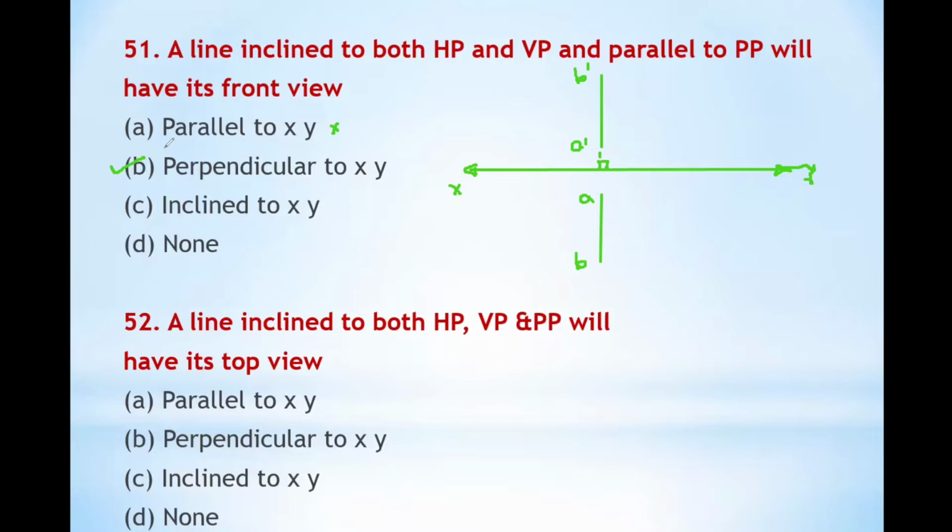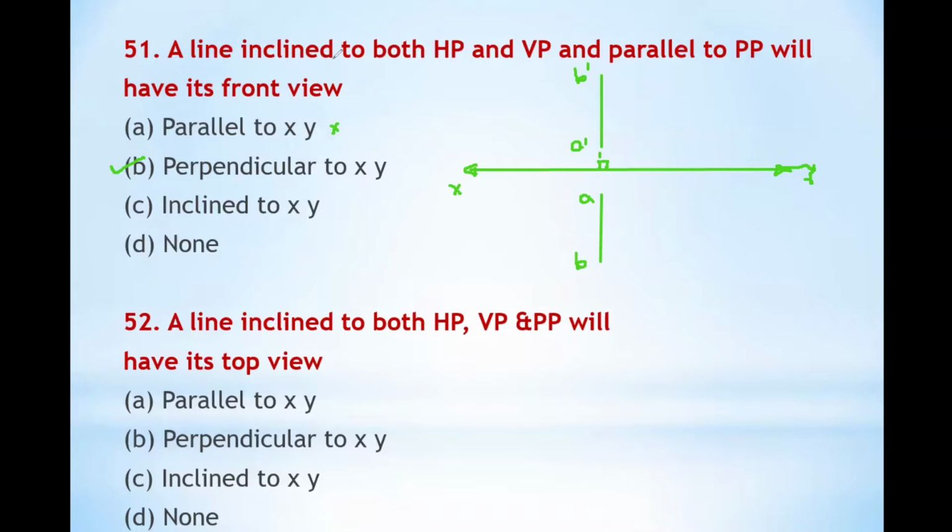Okay, so we'll see the next one. A line inclined to HP, VP and also PP will have its top view. Here it should not say both. So we have seen this is the oblique line. In the case of this, we know how we get its front view and top view.